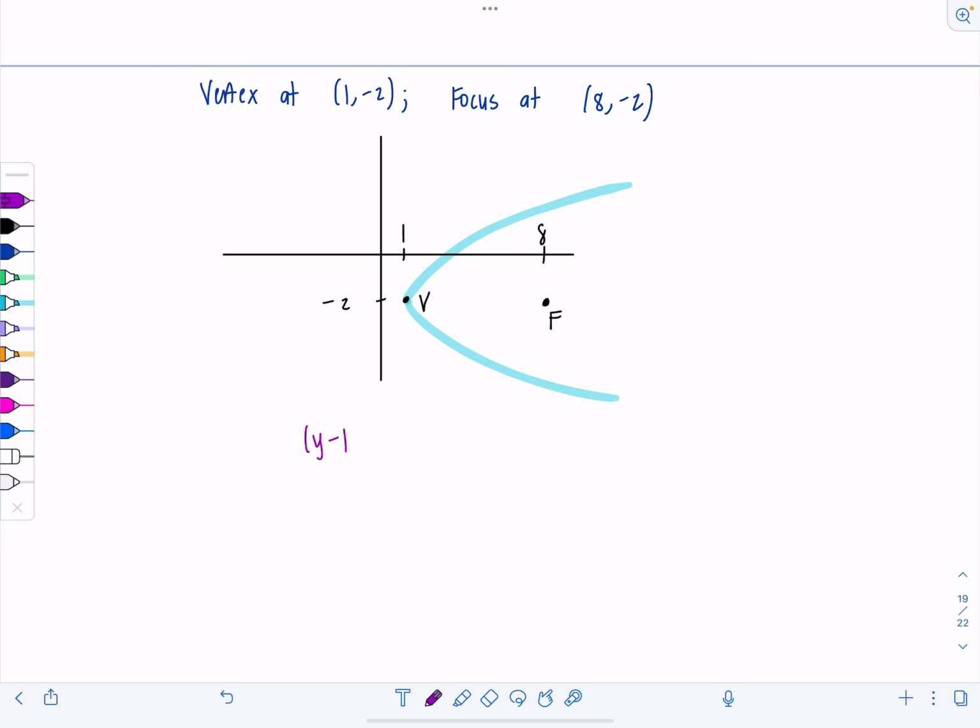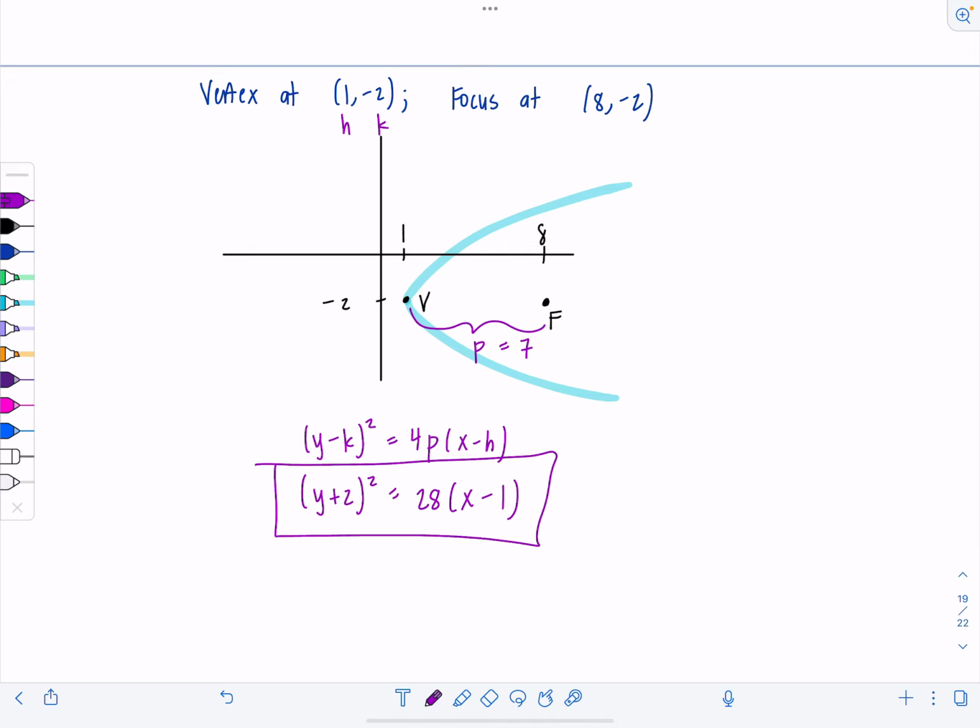So then I'm going to have (y minus k) squared equals 4p times (x minus h). This distance here is p. So you can just count. It went from 1 to 8, so p is 7. And then here's my h and k. So (y plus 2) squared equals 4 times 7. That's 28 times (x minus 1). And you're done. I think these problems are so fun because it can show if you know what's going on, but it doesn't take a lot of tedious work, you know?